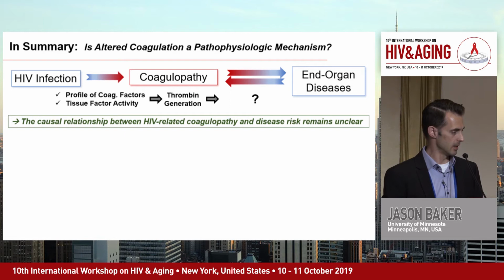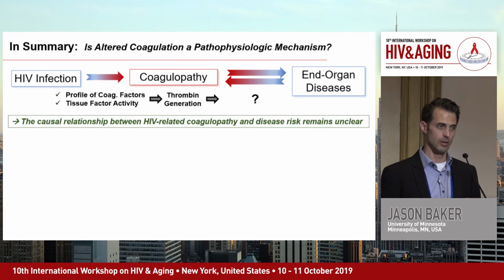So in summary, I think we've got a few potential mediators that support HIV contributing to a coagulopathy. We have a lot more questions than answers in terms of how that coagulopathy translates to end organ disease, again, across multiple end organ systems. And ultimately, the causal relationship still remains unclear, particularly for those non-CVD-related events, if we're going to group them all together like that. So where do we go?